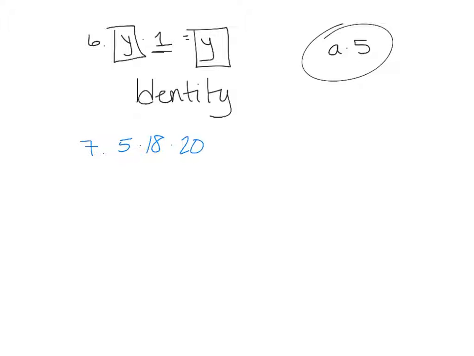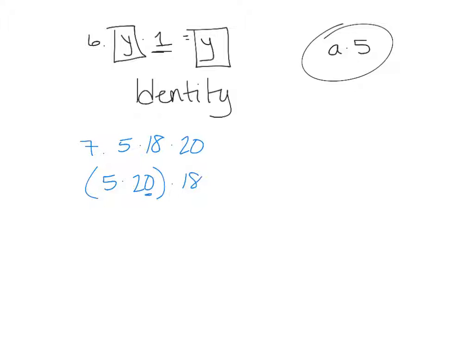Justification. The first step is the property you used. The second justification is the operation you used. Okay? You need to look at these. Is 5 times 18 easier or 5 times 20? It's always easier to multiply by a number that has a ones place of 0. So that's how you know you're grouping it correctly.